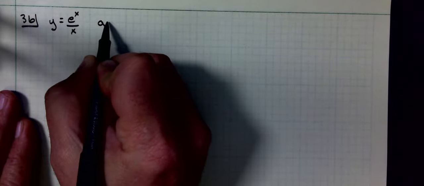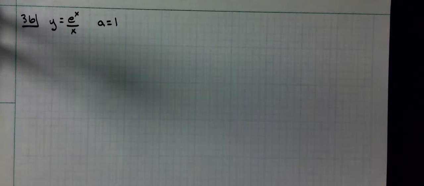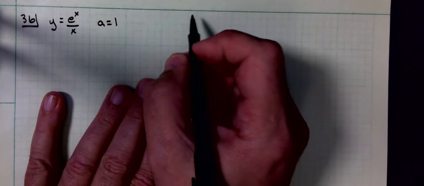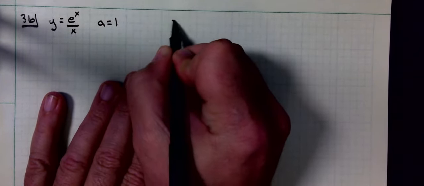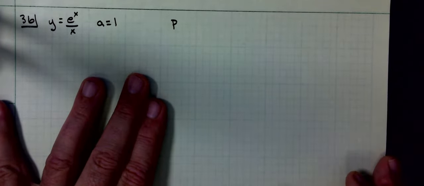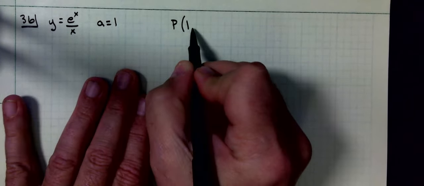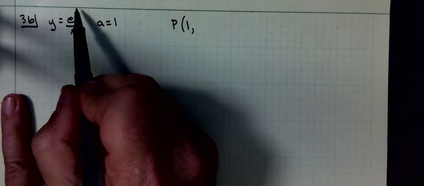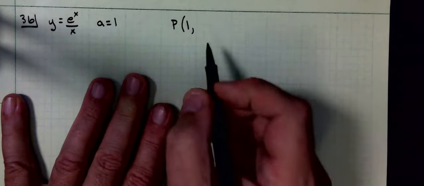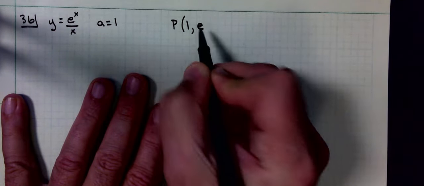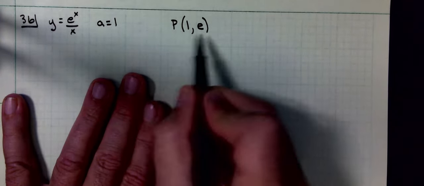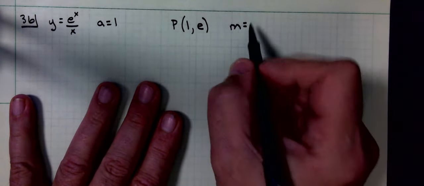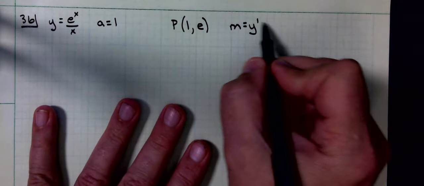They want us to write the equation for the tangent line when a equals 1. So my point that I'm writing the tangent line through is at a, comma f of a. I'm going to put a 1 in for x, which gives e to the 1 over 1. That's the point I'm writing it at. So I need the slope, which is actually the derivative.